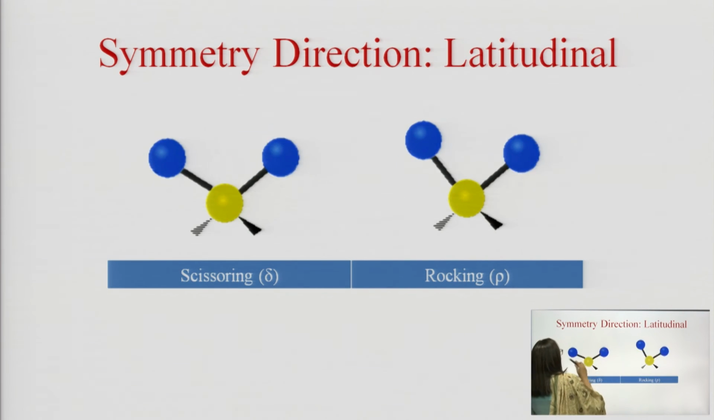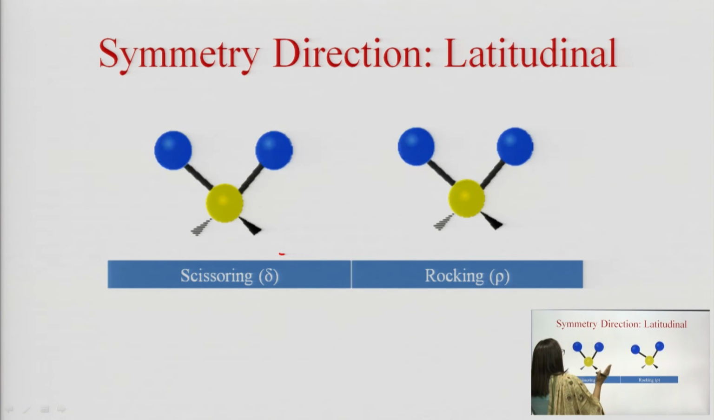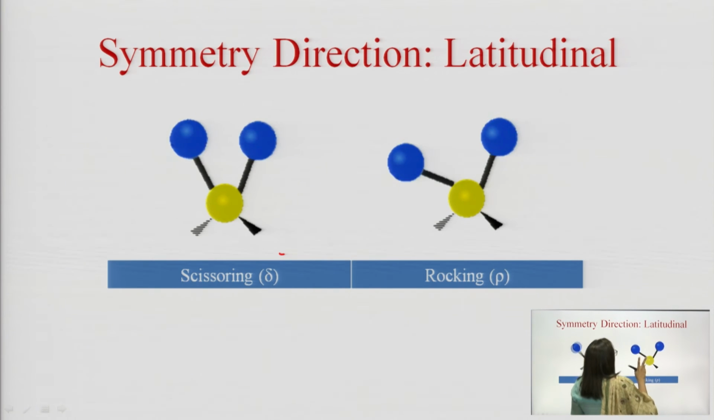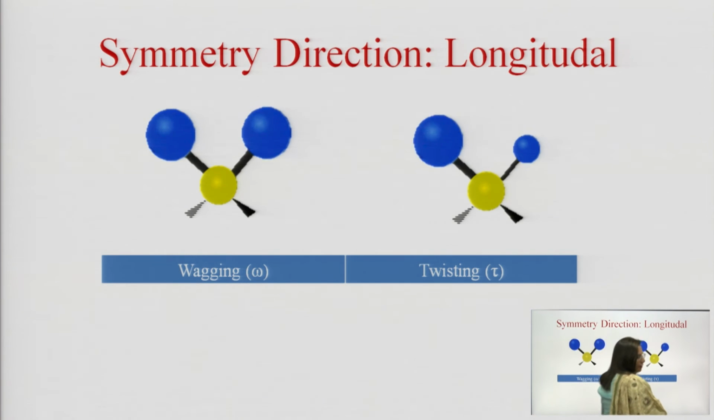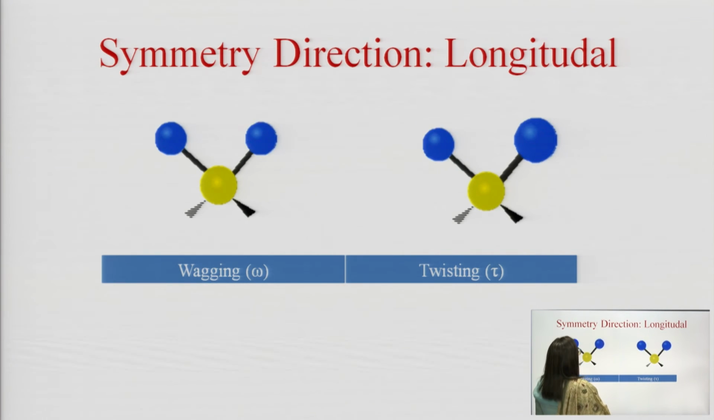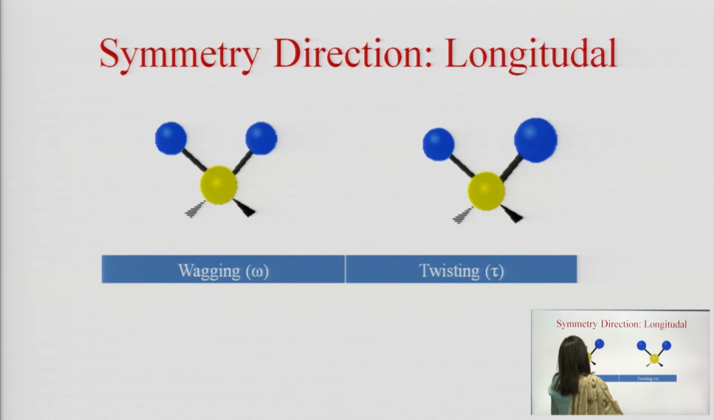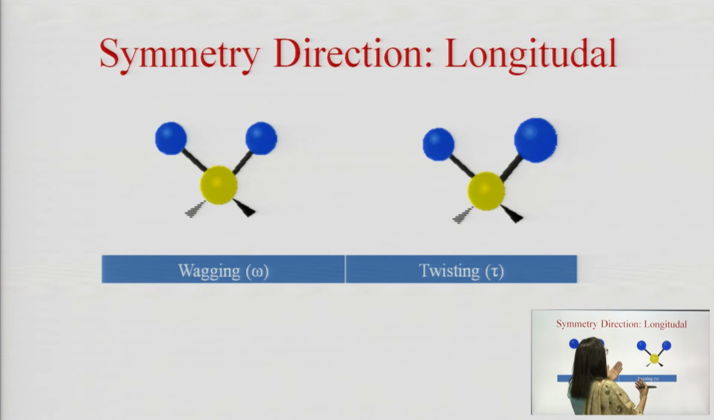Then we have this symmetry directional, latitudinal. So, in this direction either it is scissoring, that means like scissors it will go apart and come nearby. Then this is rocking, that means both the ends are moving in the similar direction. Then we have this symmetry directional, again a longitudinal. Wagging means coming front and back. So, this movement is called wagging. And then there is twisting, that means coming front and back in a different, not in the similar direction. So, this is termed as twisting.